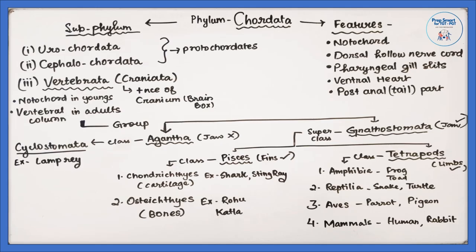So the next phylum is phylum Chordata. Animals belonging to phylum Chordata are characterized by the presence of these features: presence of notochord, dorsal hollow nerve cord, pharyngeal gill slits or gill clefts, and post-anal tail portion. These four structures are found in the embryological stages of all chordates.